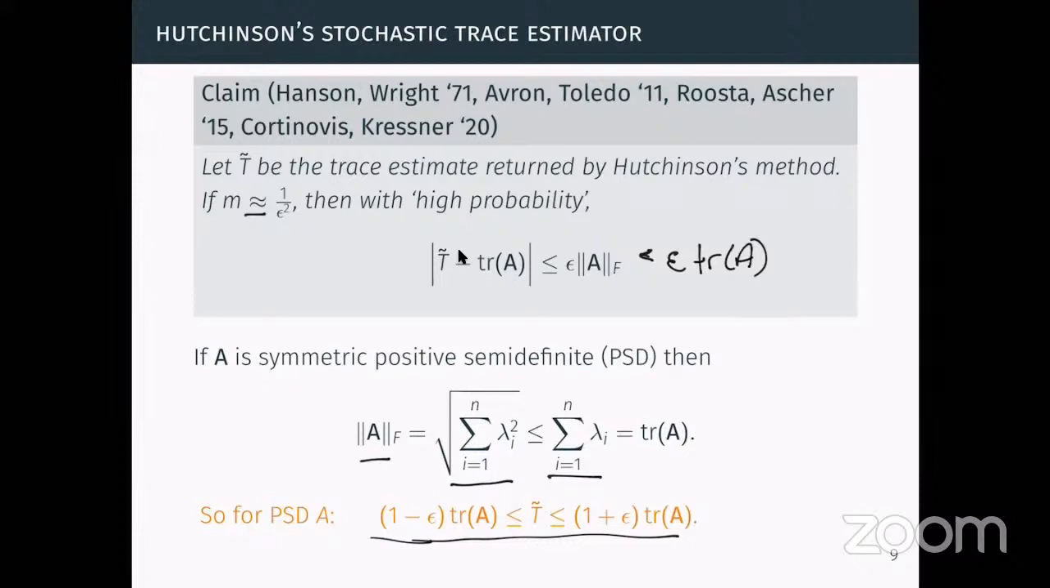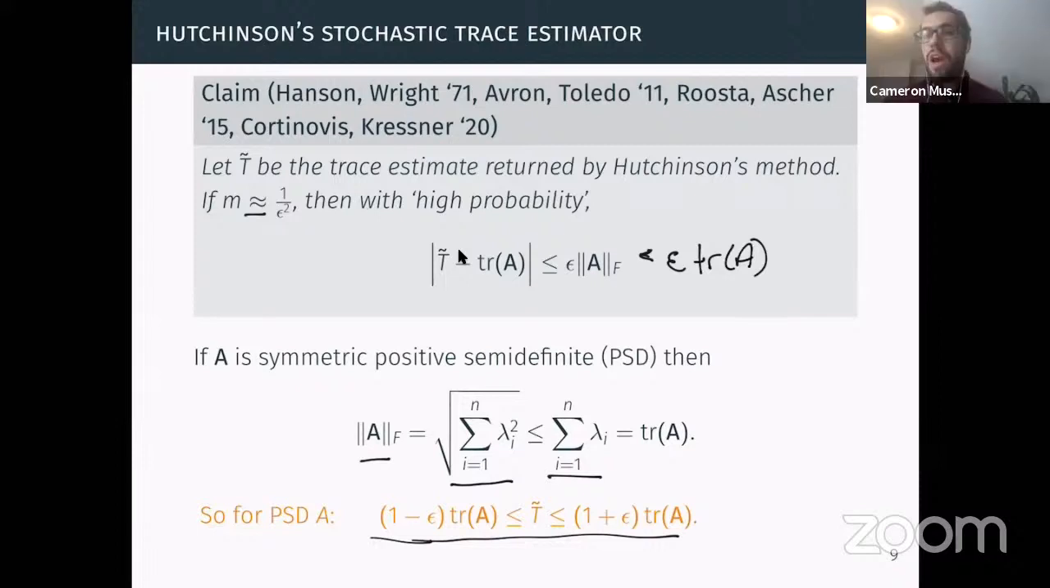I guess I just had one, which was, when you say better estimate, is that just reducing M? I'll formally state it on the next slide. But what we want is an estimator, an algorithm that gives the same worst case guarantee. So for any A, I get this 1 plus or minus epsilon approximation to the trace with high probability. And we want to do that with a smaller M.